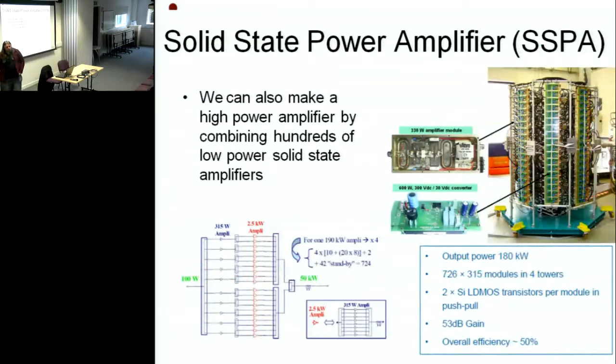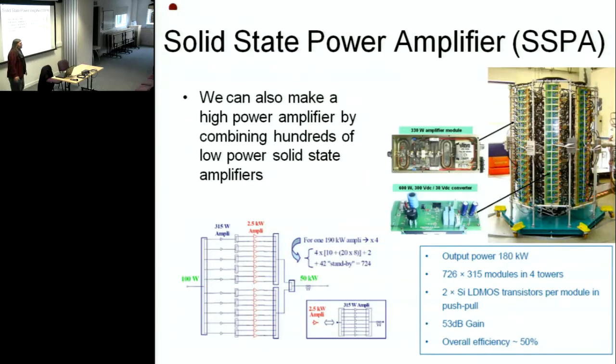Now, there's a new option coming in, the new kid on the block, the solid-state power amplifier. So you can buy yourself a wee amplifier that does 315 watts. Pretty easy. I've done undergraduate student projects where they build 300-watt amplifiers. So you can buy them pretty easily. Now, if you can combine four IOTs to give you four times the power, could you combine 10,000 300-watt amplifiers to give you 3 megawatts? Well, yeah, probably can. And that's what they're doing at Soleil.